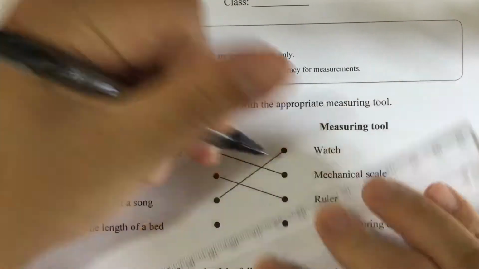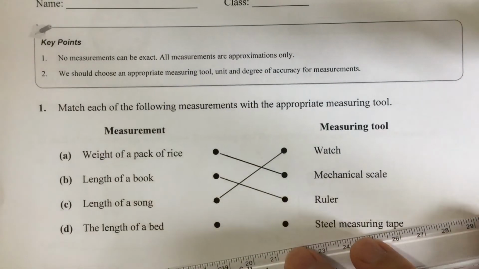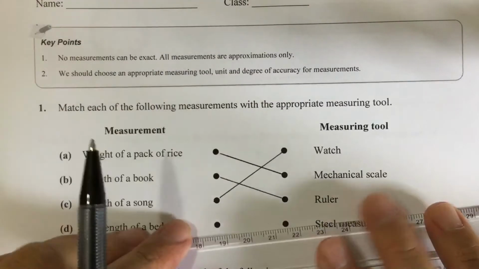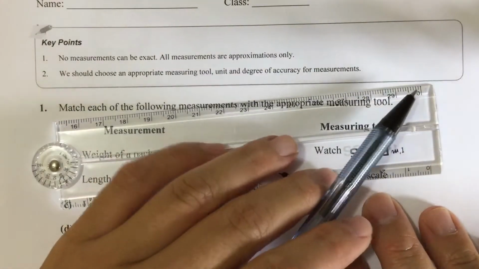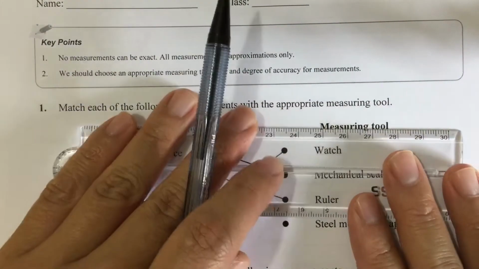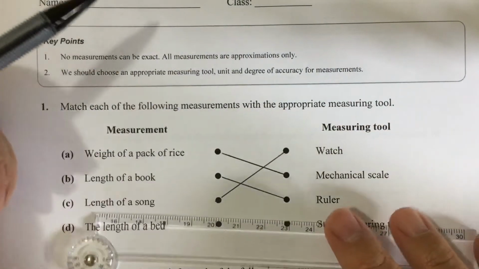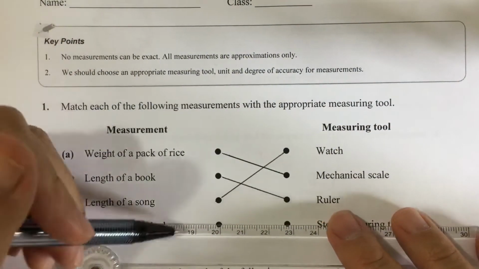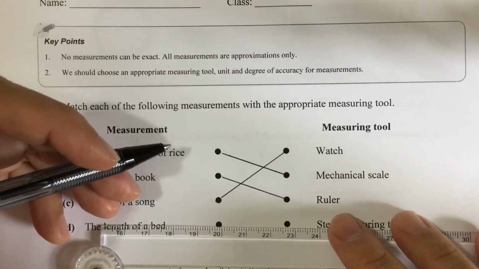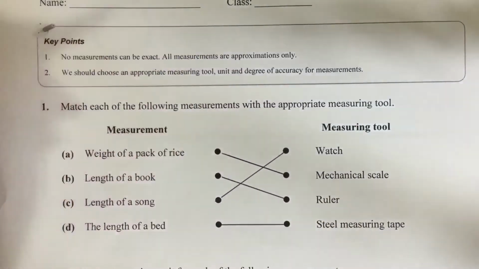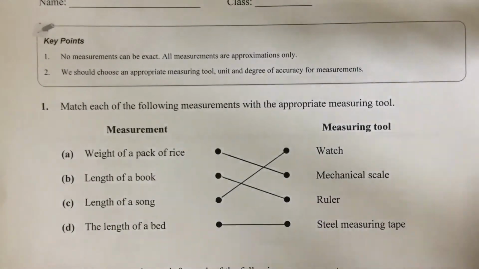And finally, we want to measure the length of the bag. We will use the steel measuring tape because it's long enough. Sometimes the ruler is not enough, maybe only 30 cm. But your bag, I think you are almost 1.4 to 1.5 meters tall. If you measure something that long with a ruler, it's not easy and it's not a very smart way. So we will use the steel measuring tape here. So this is the answer for question 1.